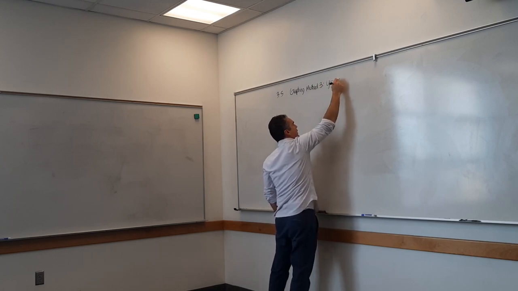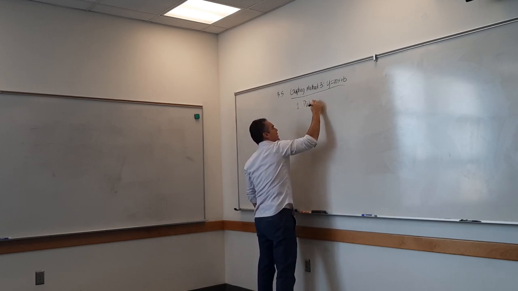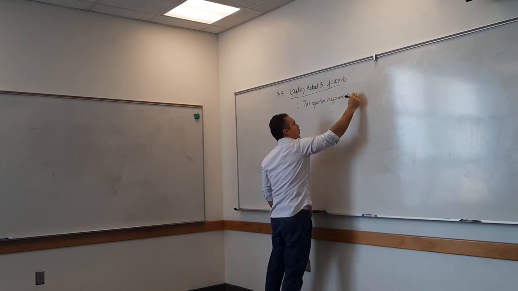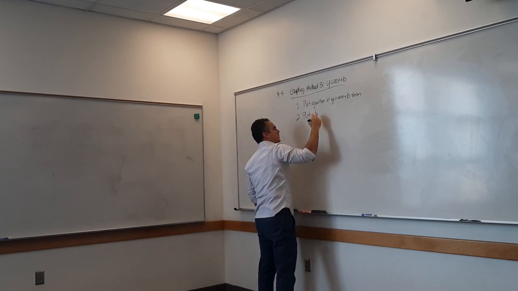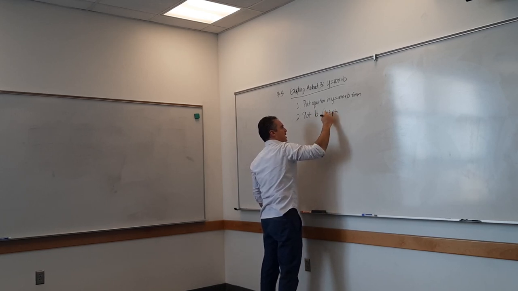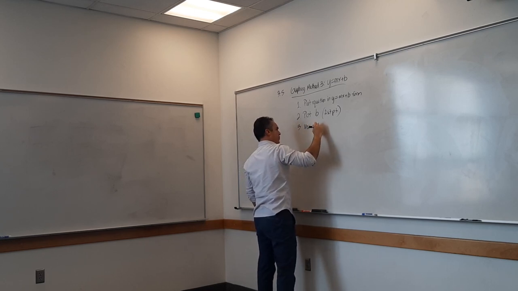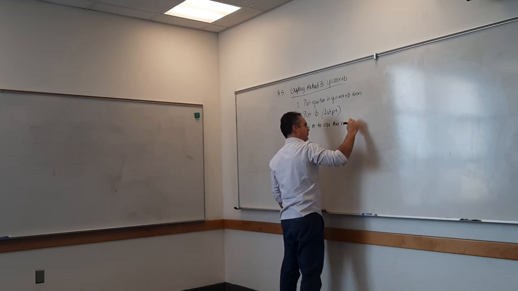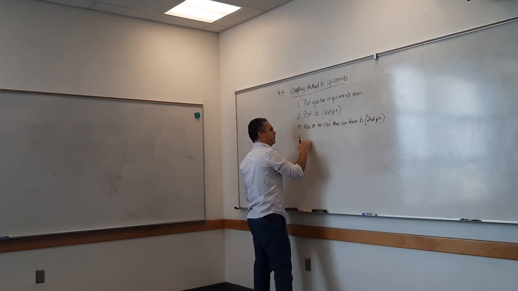3, y equals mx plus b. Step number 1, put equation in y equals mx plus b form. Step number 2, plot b, your first point. How many points do you need to graph a line? Two. Okay, so we got 1 point already. Step 3, use m to rise, then run from b. This will give you your second point. And step number 4, connect the dots.